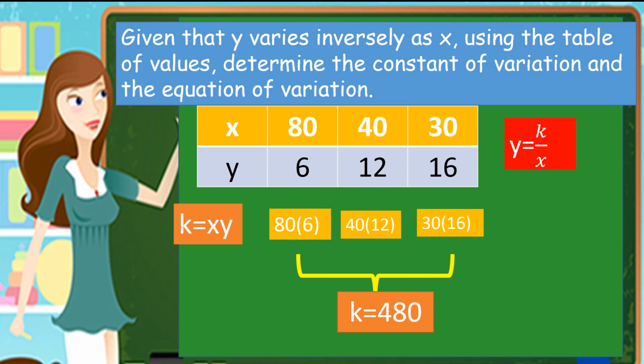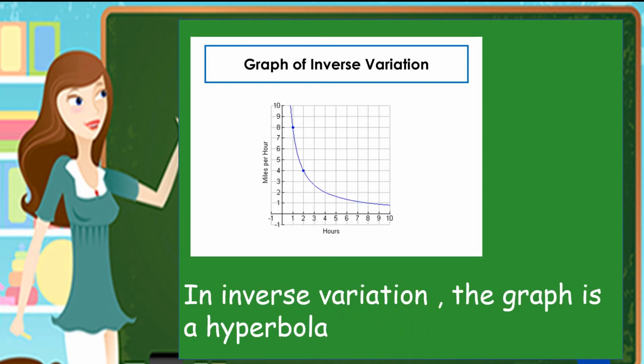At kung tayo ay merong value ng k or constant of the variation, mahanap na natin ang equation by substituting the value of k to our equation, which is y is equal to k over x. So therefore, y is equal to 480 divided by x. So let us proceed to the graph of the inverse variation.